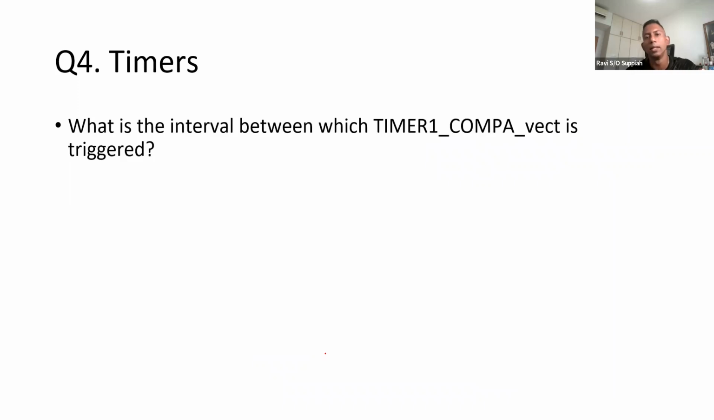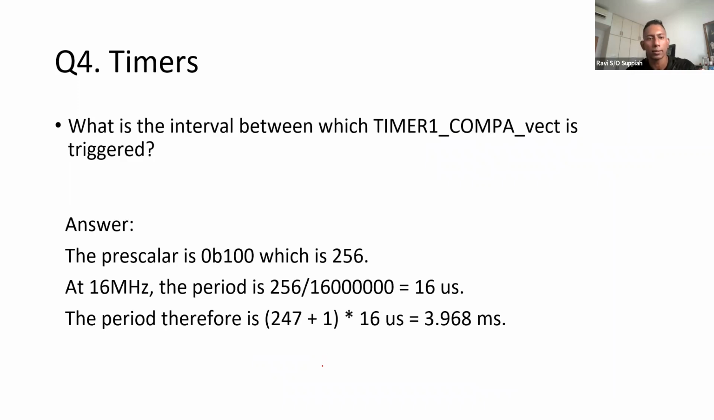So what is the interval at which the Timer 1 compare A interrupt is triggered? In other words, how often will the timer 1 interrupt be triggered? That is the question. Since we already said that we have enabled the interrupt and the prescaler is 256, the 16 megahertz clock divided by 256 gives me an interval of 16 microseconds. That is the interval at which I will increment my count.